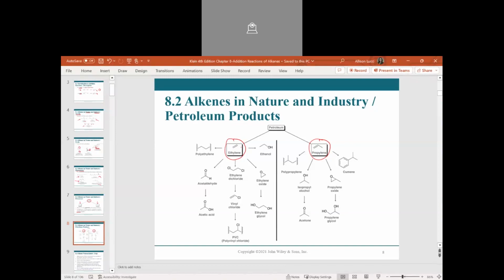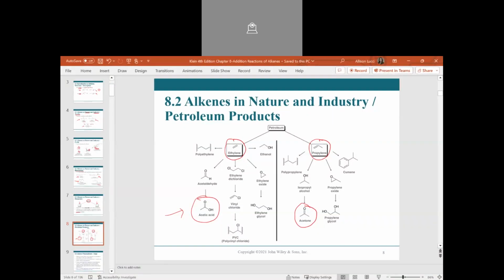So ethylene can eventually be turned into acetic acid, which is vinegar that you might be familiar with, or propylene can be turned into acetone. So again, depending on the starting material and different chemical reactions that occur, alkenes can be very versatile in both the natural world and in industry. And I would note the specific few that are mentioned in these slides.